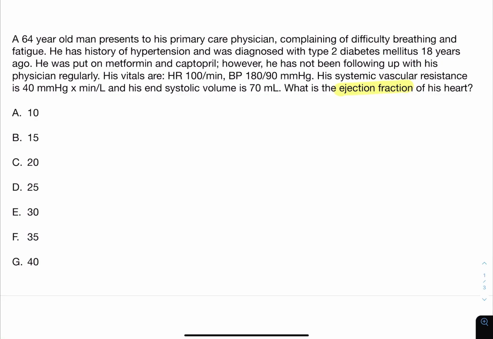Alright, so starting with the first number, the heart rate is 100, blood pressure is 180/90, and the systemic vascular resistance is 40. And we have the end systolic volume, which is 70. So before I proceed to answer this question, I would recommend that you guys pause the video and give this a try, and resume when you're ready.